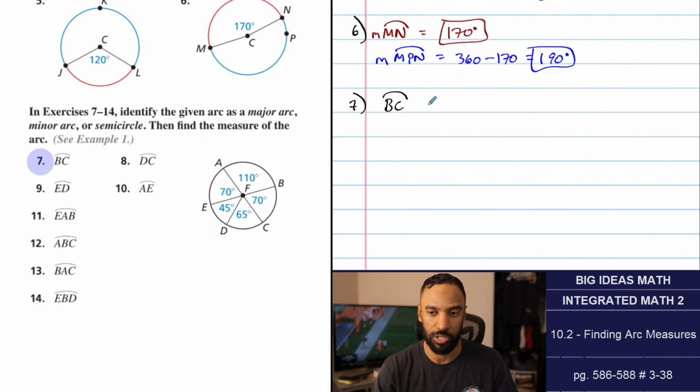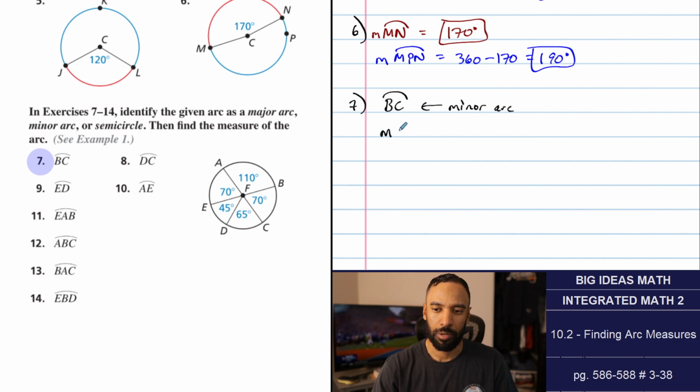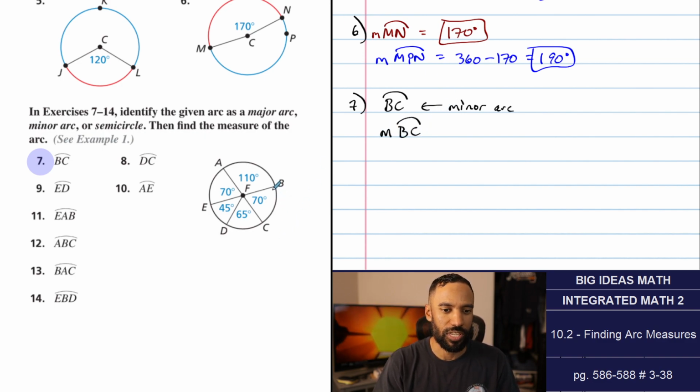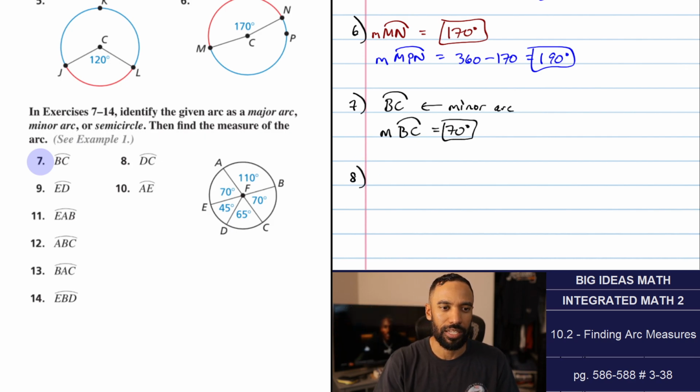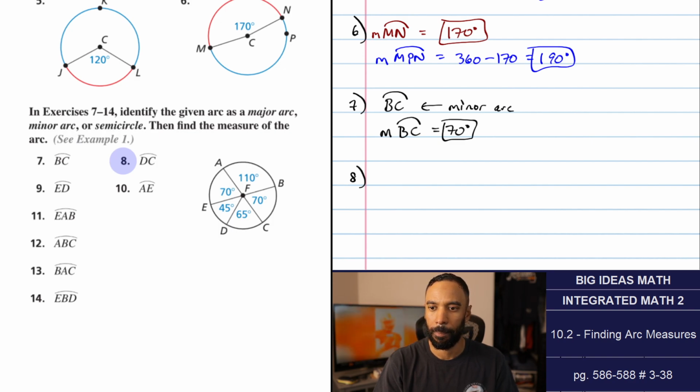So arc BC, I don't have to look at the diagram. If they use 2 letters, it's a minor arc. So arc BC is a minor arc. The measure of arc BC, I do have to look at the diagram. So arc BC is based off its central angle of 70 degrees. Measure of arc BC will be 70 degrees, just like so. So number 8, arc DC, also 2 letters, that'll be a minor arc.